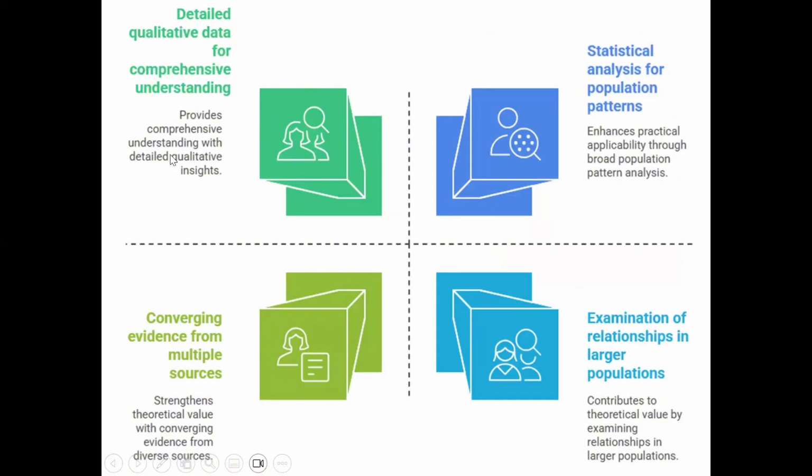So mixed method research, what are the advantages? It provides comprehensive understanding with detailed qualitative insight. It enhances practical applicability through broad population pattern analysis. It strengthens theoretical value with convergent evidence from diverse sources, because you are getting data from both qualitative and quantitative approaches. It contributes to theoretical value by examining relationships in a larger sample. You have the opportunity to use a larger sample. Even within the larger sample, you can pick a small sample for the qualitative study.